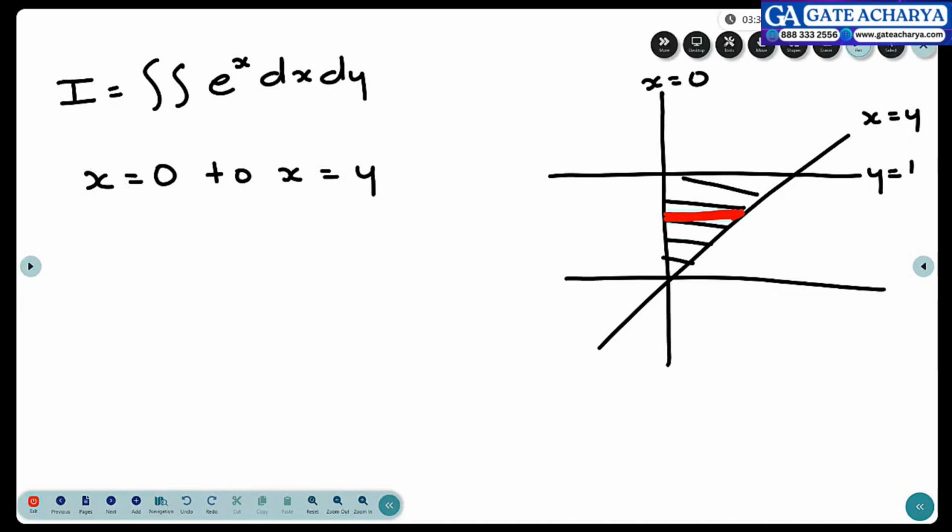This strip is not only here, it can be anywhere on the area. So I don't know which point it is touching, but I only know it's touching some curve. What is the value of x in this curve? x equal to y. So this is the strip.